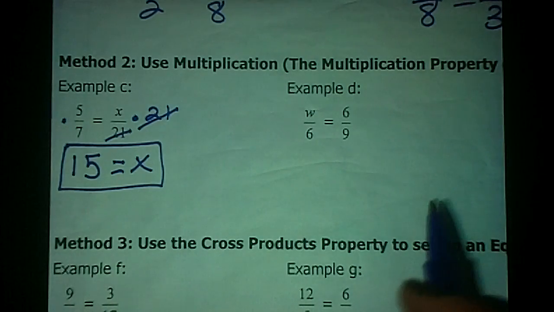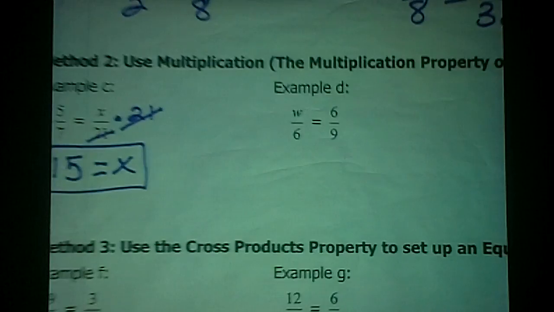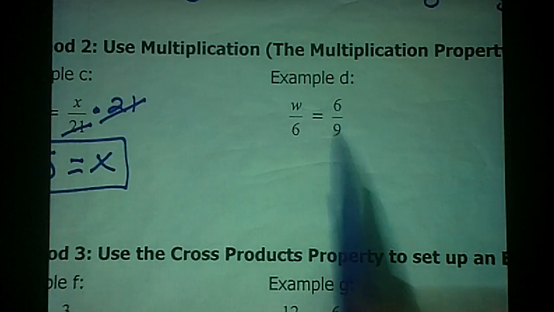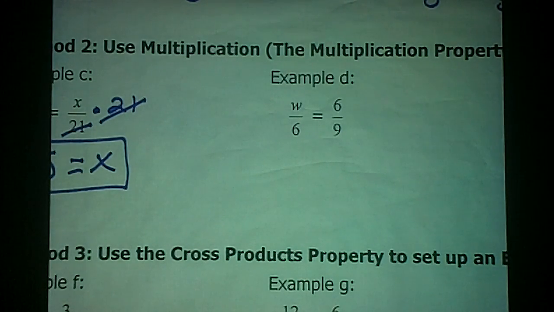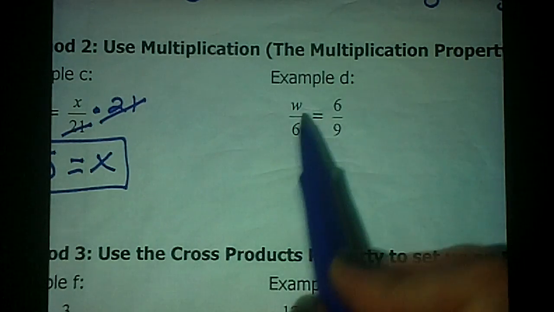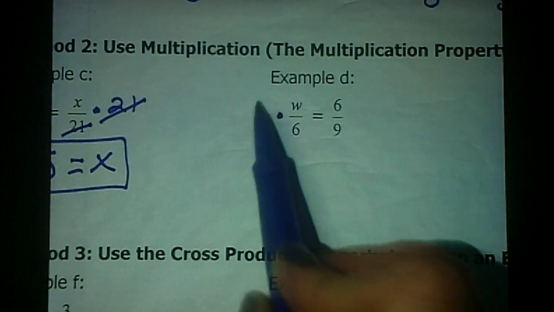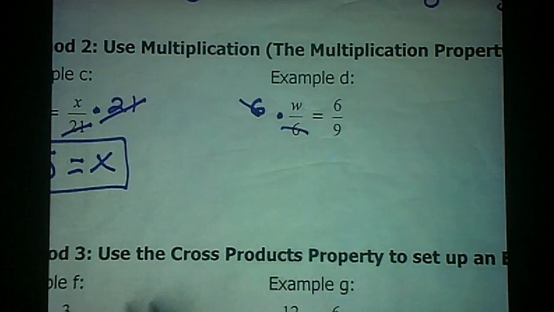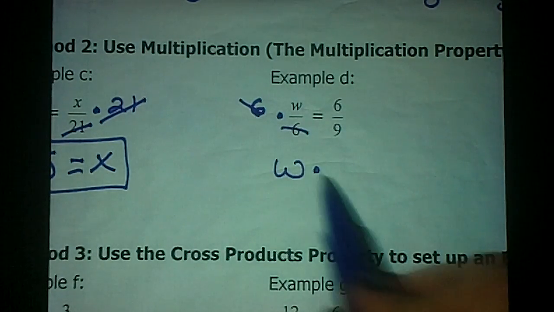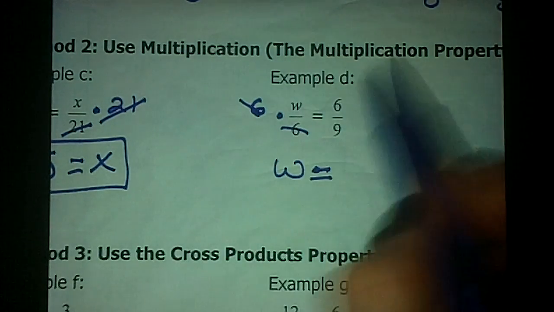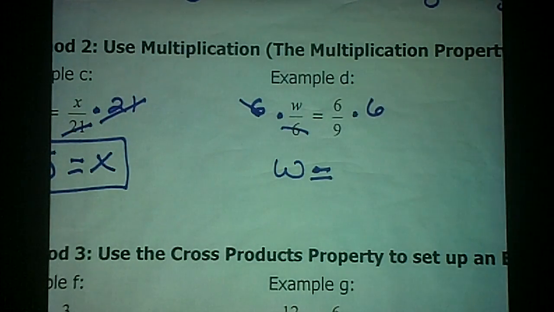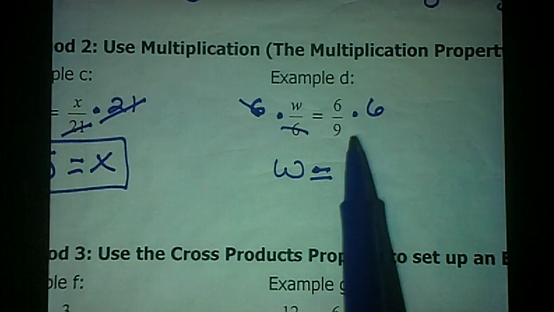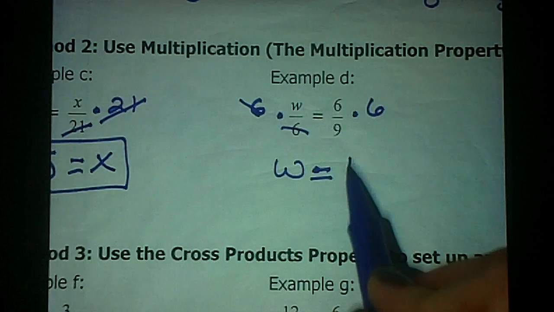The other side, all right. W divided by 6 equals 6 divided by 9. Or W is to 6 as 6 is to 9. I want to get rid of this dividing by 6, so I'm going to multiply by 6. Remember, once you have that, you get to cross them out, and that's the fun part. So I'm left with just a W equals, multiply the other side by 6. You'll notice that what you have on top is 6 times 6, which is 36, and then divide it by 9, you end up with W equals 4.